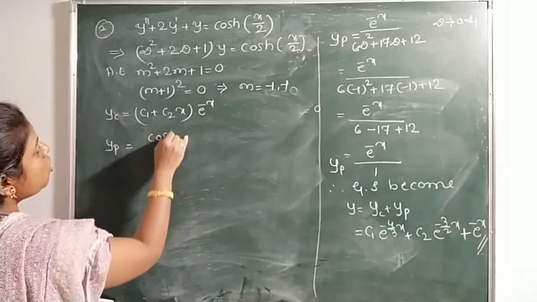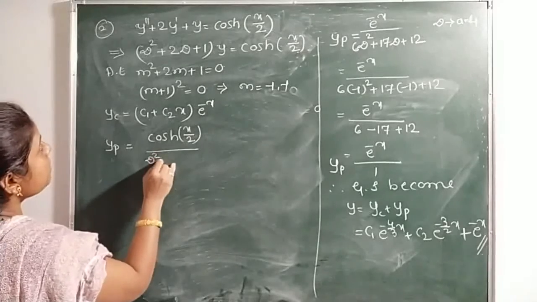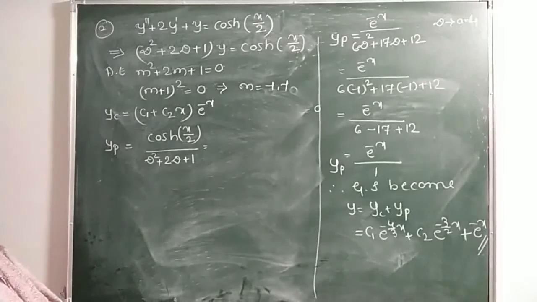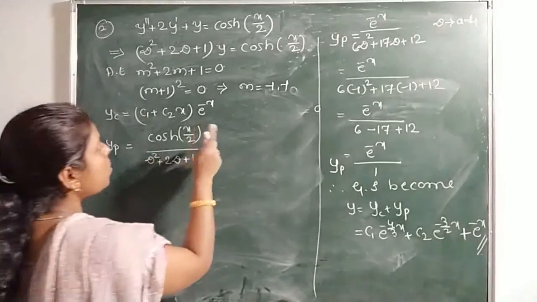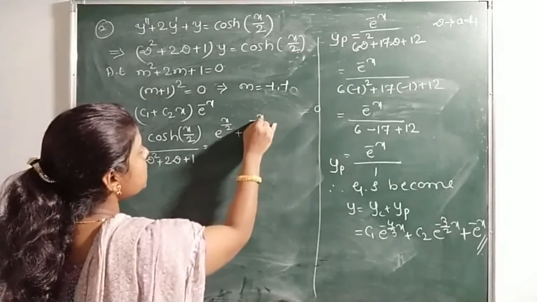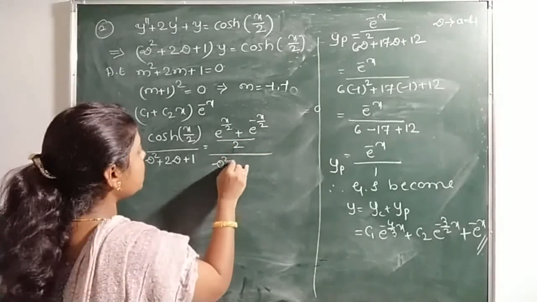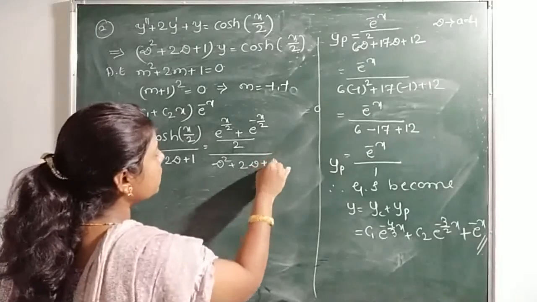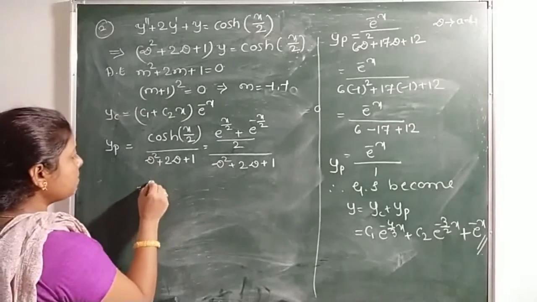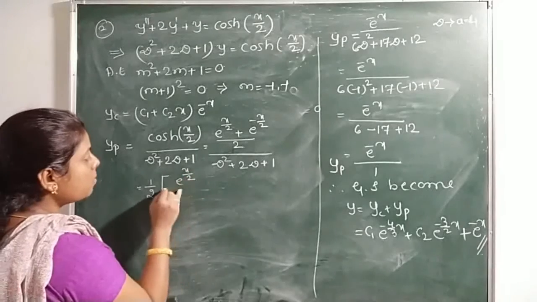Yp is cos h x by 2 divided by d square plus 2d plus 1. Before applying the exponential term, you have to write the formula for this: e to the power x by 2 plus e to the power minus x by 2, divided by 2, divided by d square plus 2d plus 1. The hyperbolic term you have to convert in terms of exponential compulsorily. 1 by 2 you have to write outside and make a separation of both the terms.